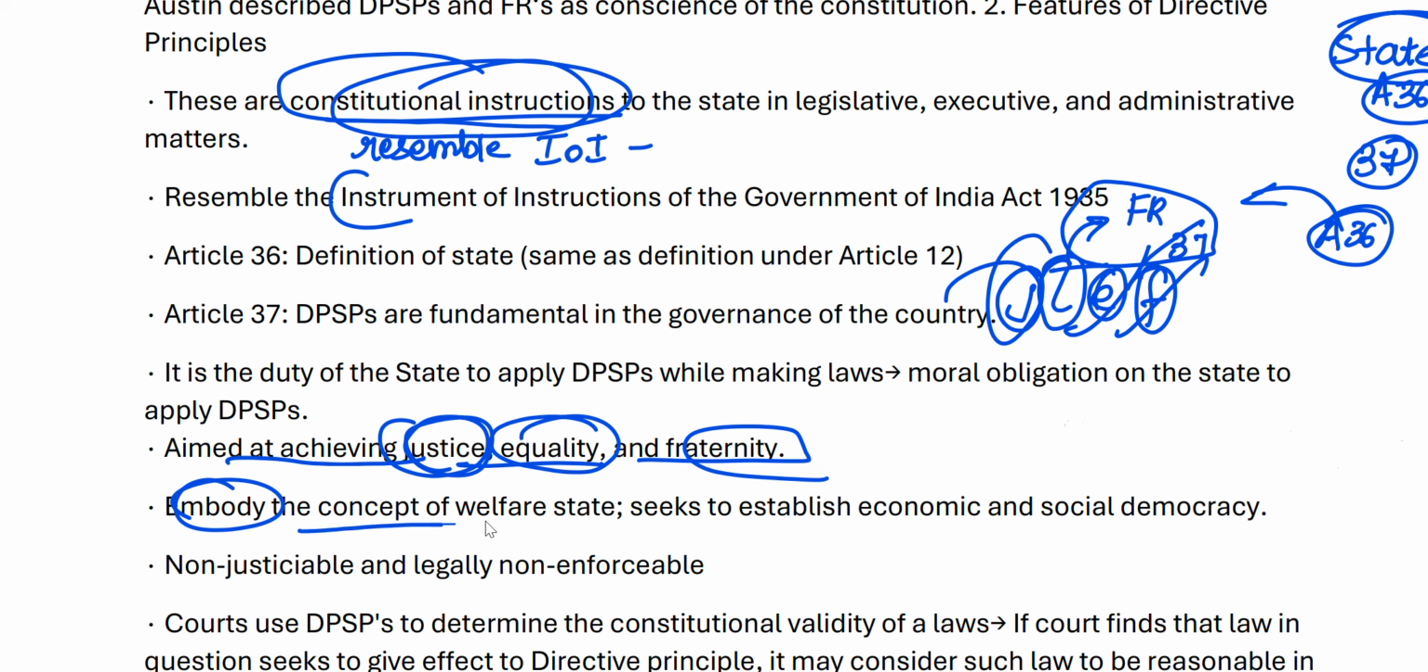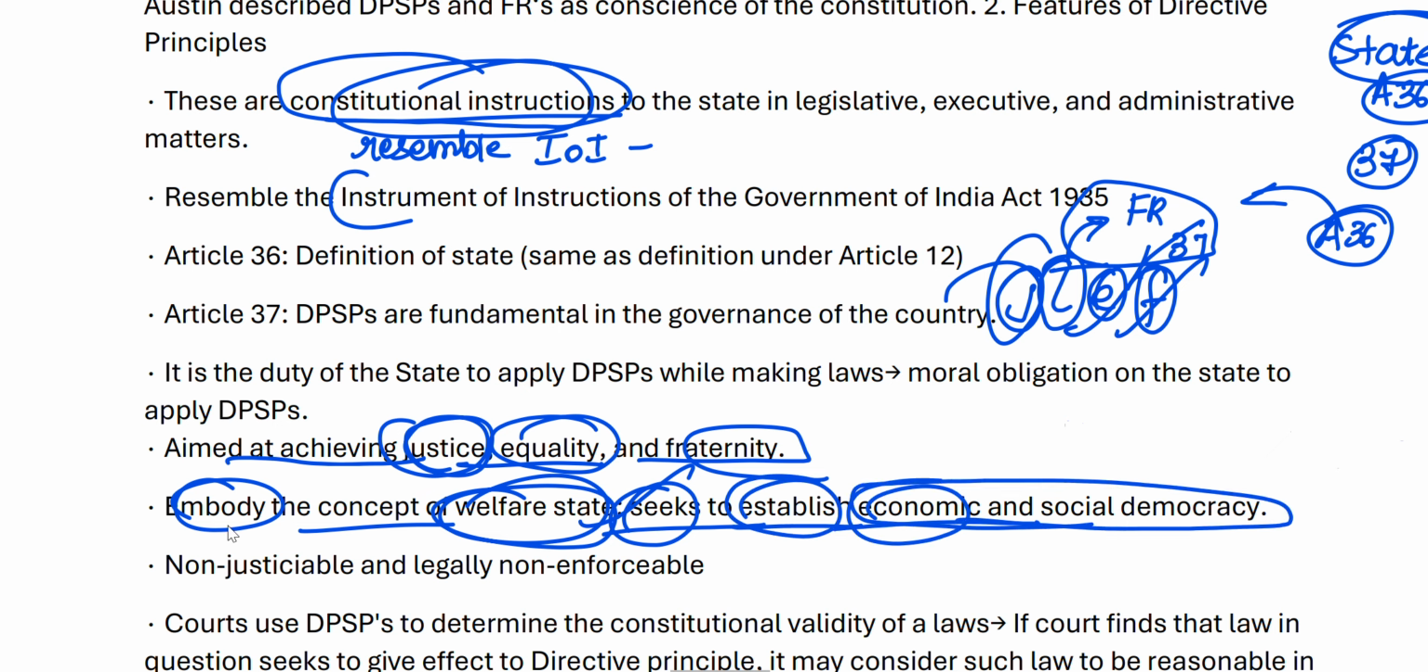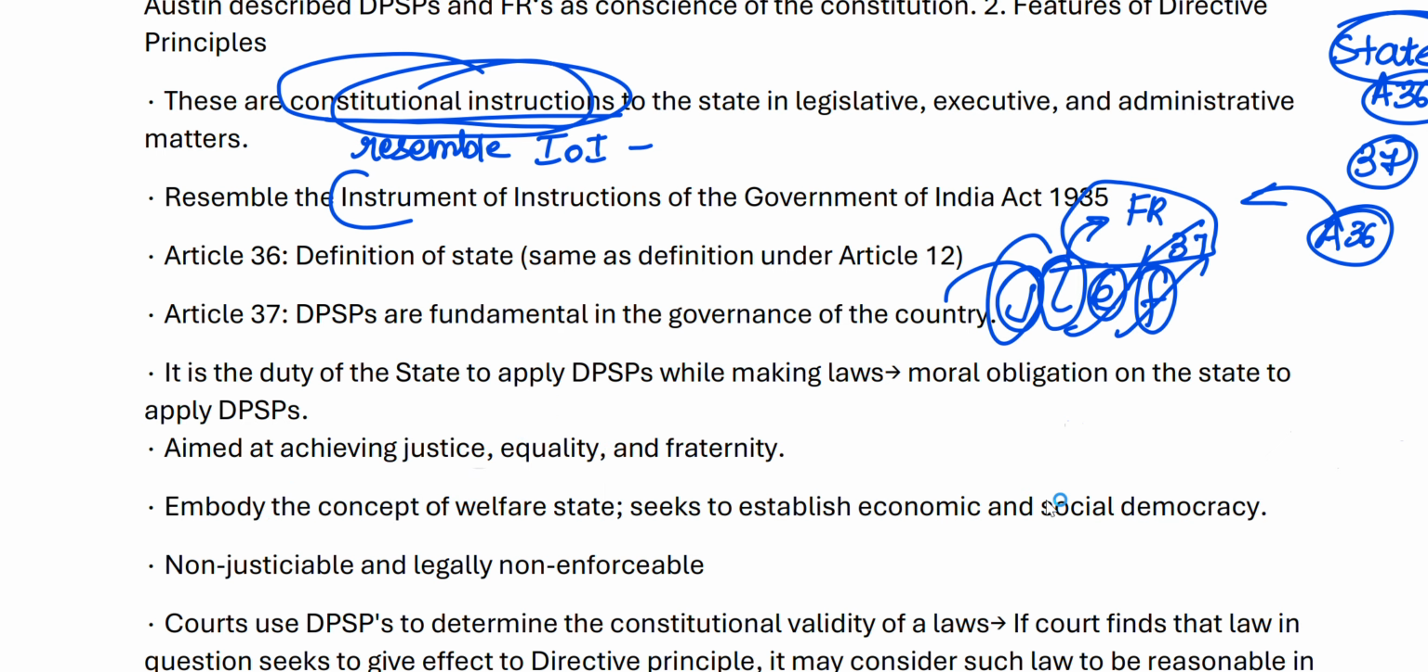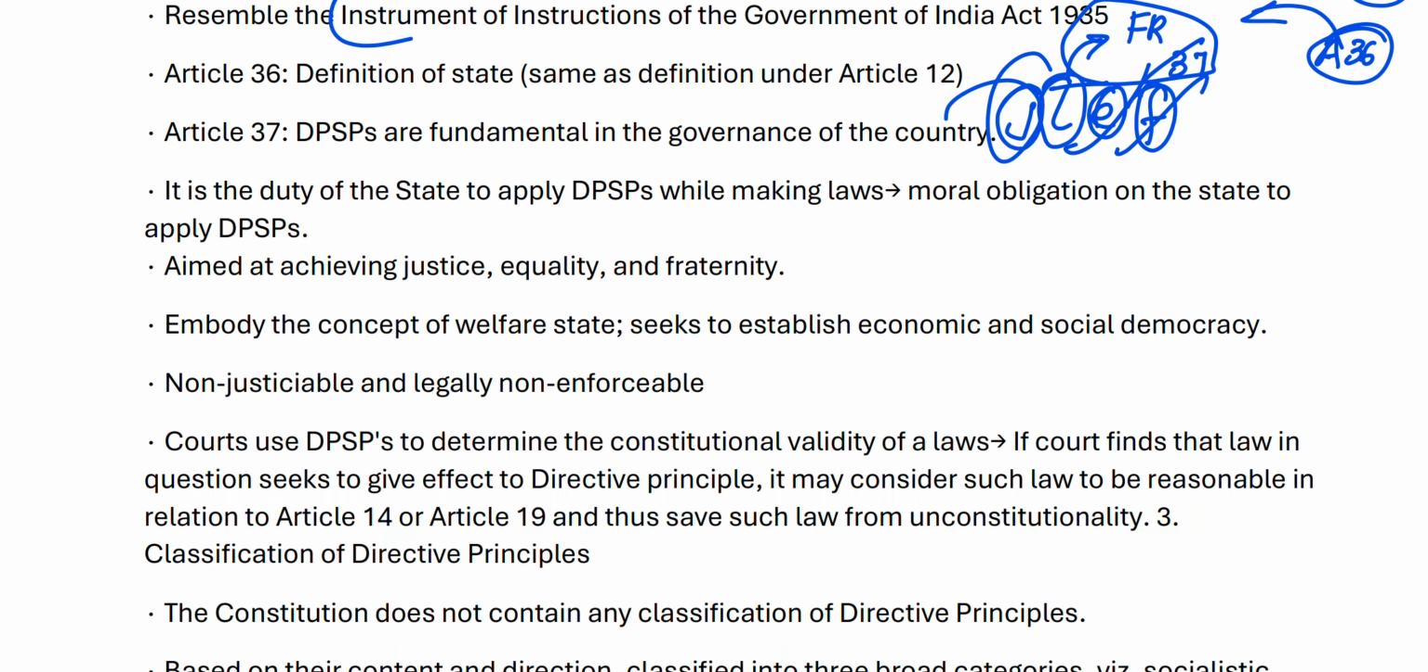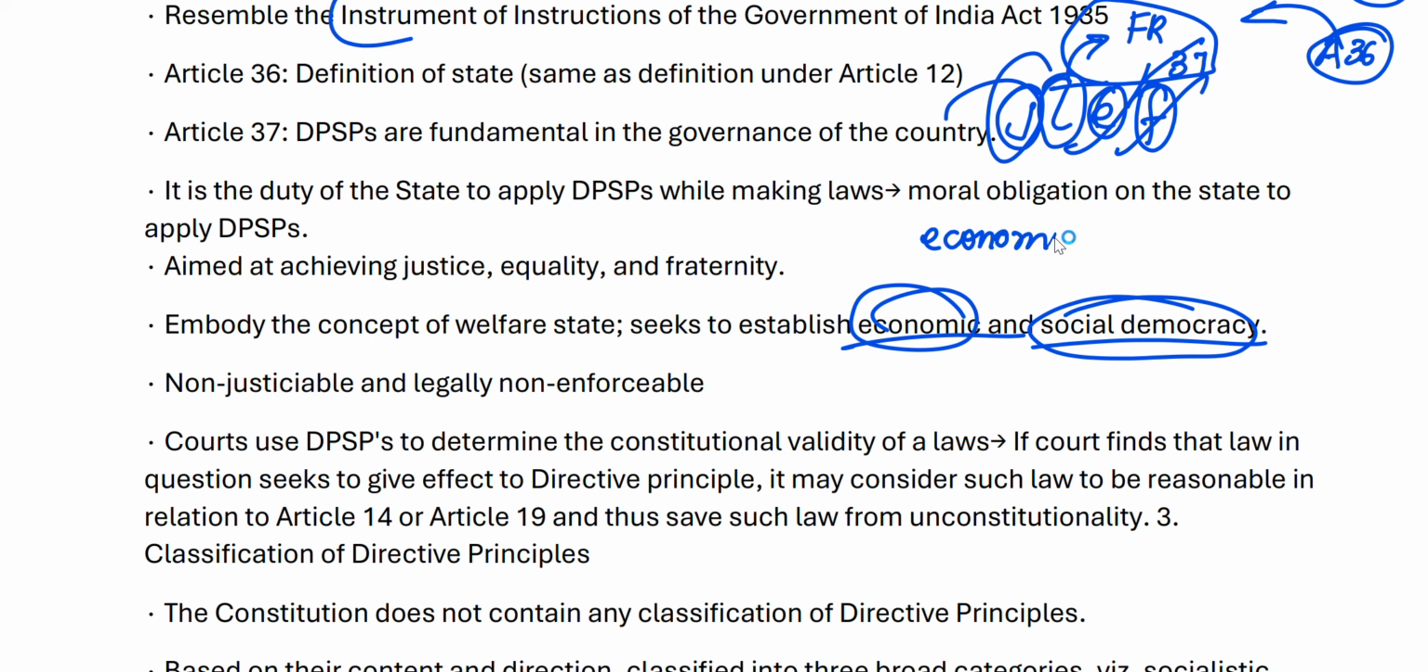They embody the concept of the welfare state, and they seek to establish economic and social democracy. What are the types of democracy? Economic democracy and social democracy. Political democracy is being achieved with the help of the fundamental rights.